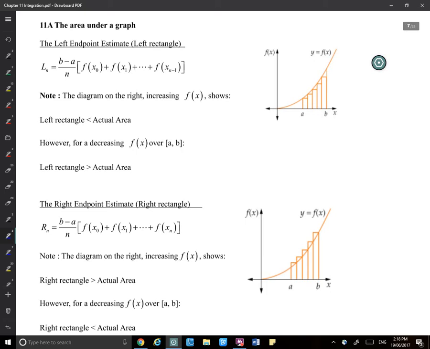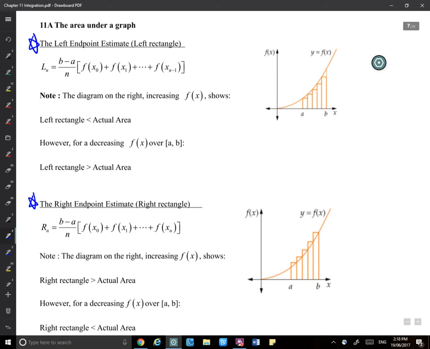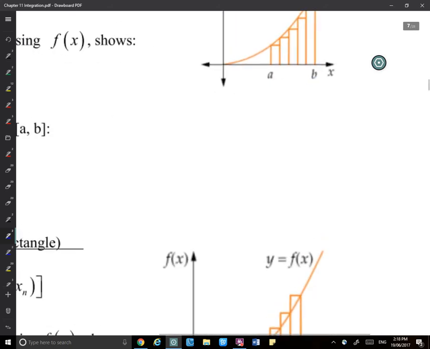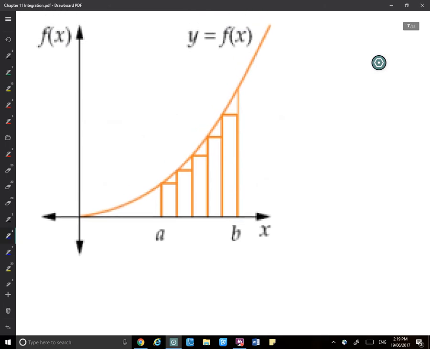So we have the left endpoint estimate and we have the right endpoint estimate. So what is this talking about? I want to estimate the area under the curve from A to B. I don't know the exact formula yet. Well, you will know the formula in about 10 minutes, but we don't know it yet. And we're trying to estimate that. So how do we estimate that?